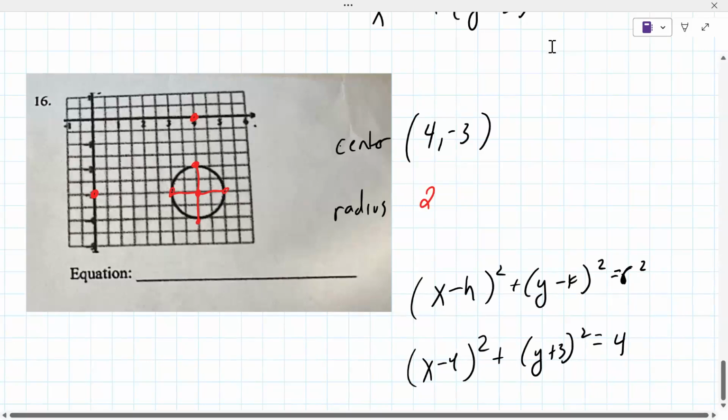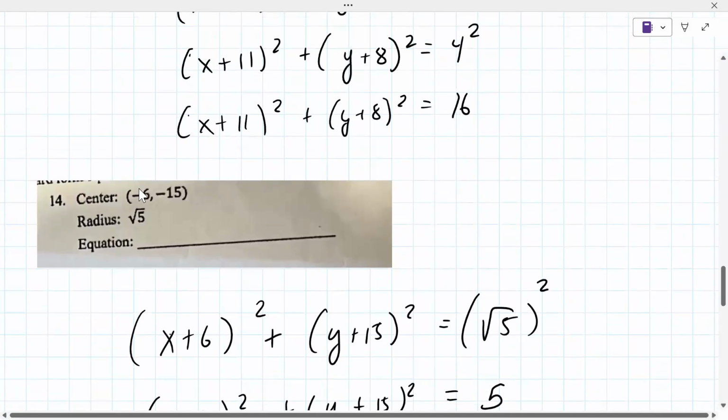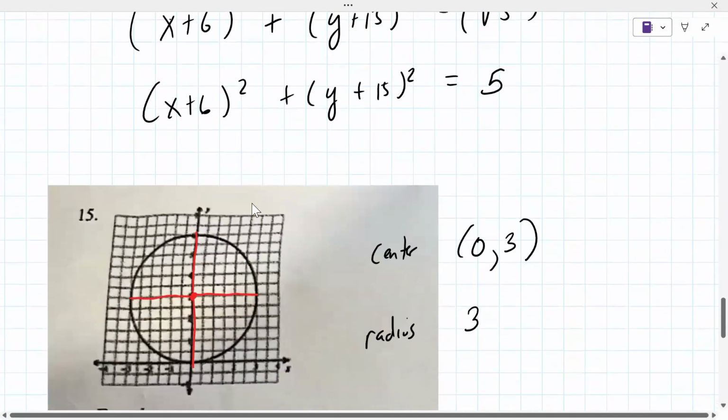No. Okay. So you're gonna get two types of problems. One is they're either gonna give you the center and the radius, and you have to write the equation, or they're gonna give you the graph to write the equation. Is that okay? Clear? All right.